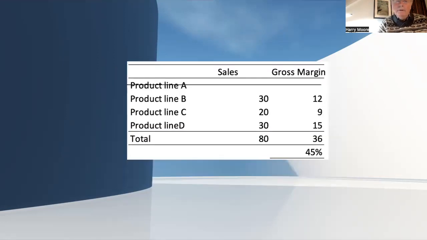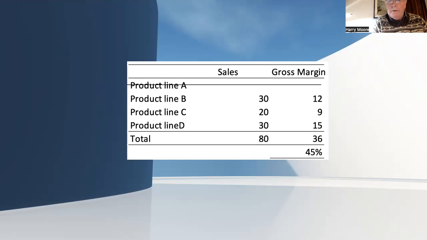So, obvious thing to do is take out product line A, and what happens? Now, some people will say, we don't want to do that. It's sales, it's volume, we need to retain the customer. Well, sorry, but we can't really afford to do that. We can't operate at a loss for a particular customer. So we take out product line A, and what happens is that our sales go down from 100 down to 80, which is quite a drop.